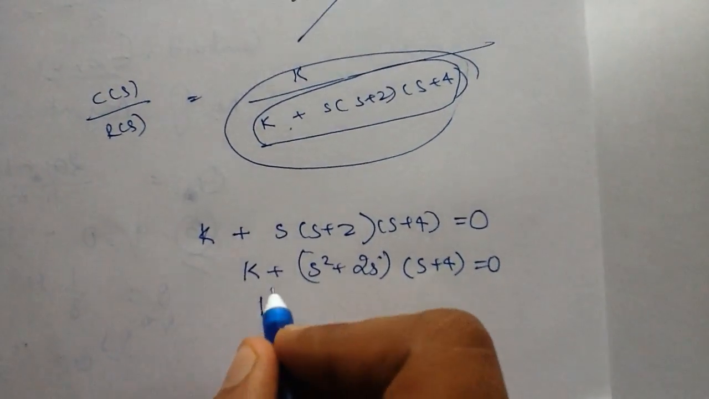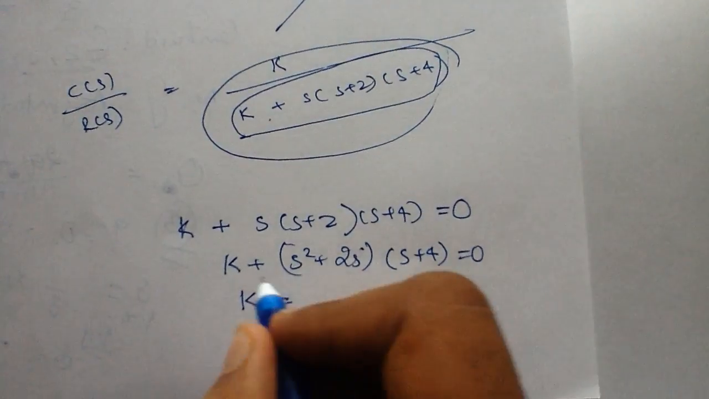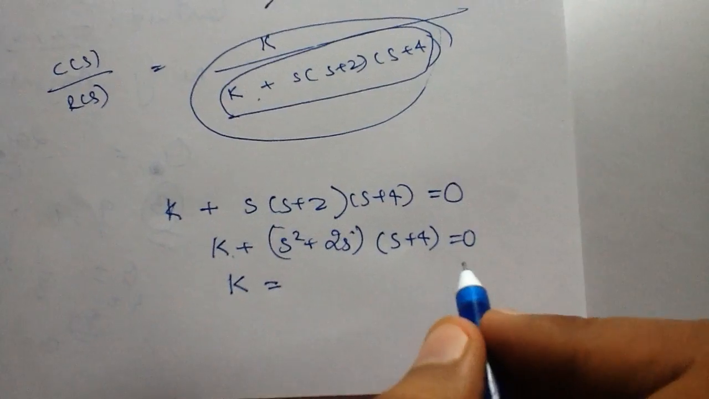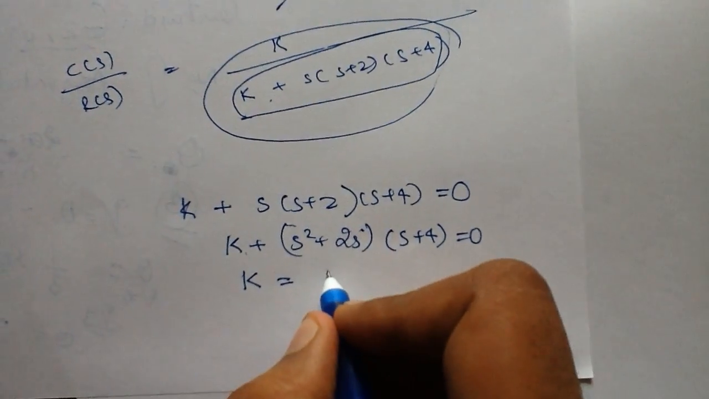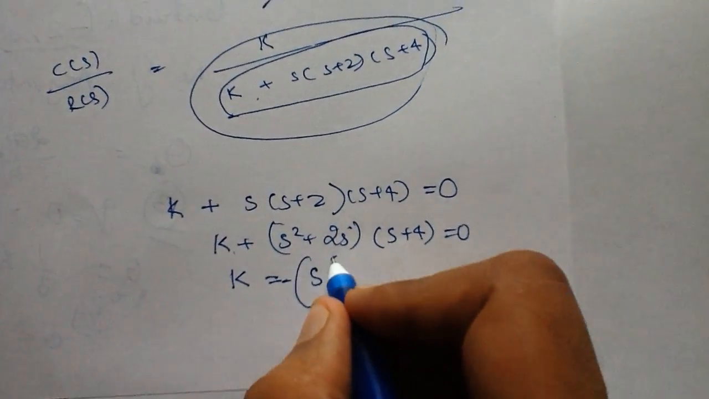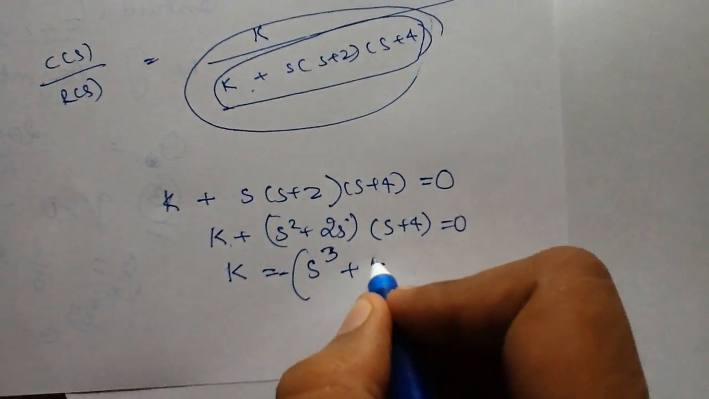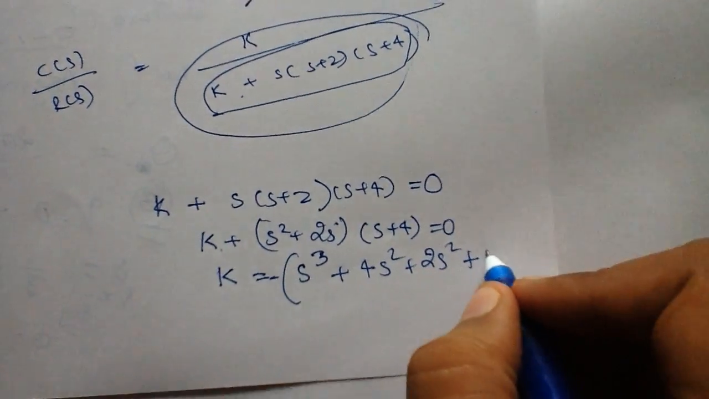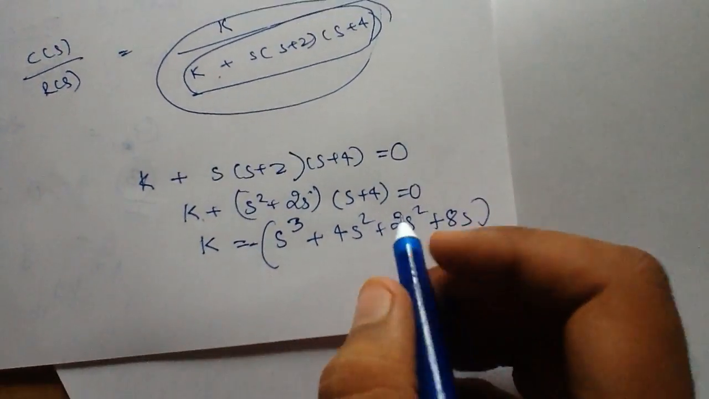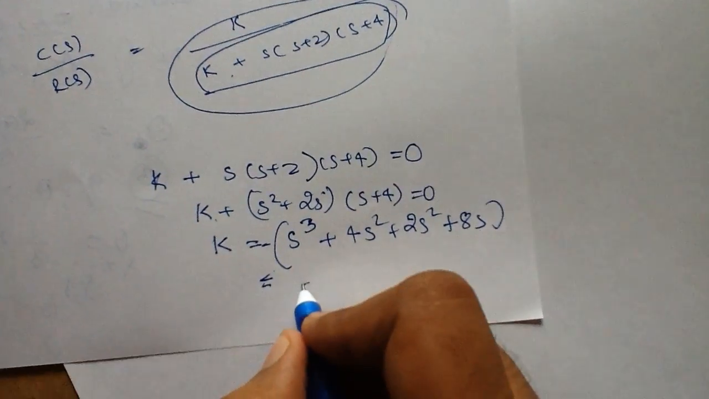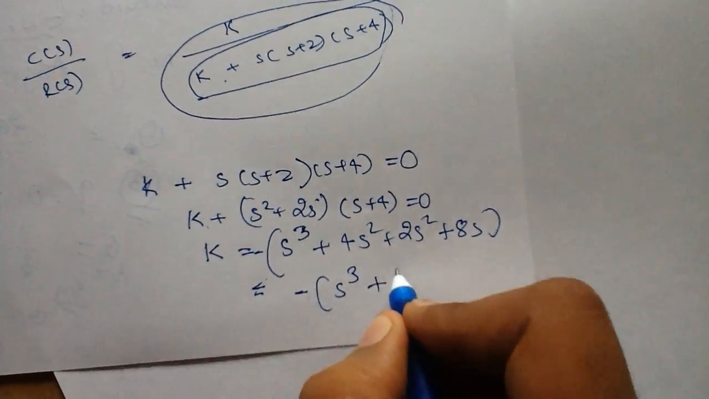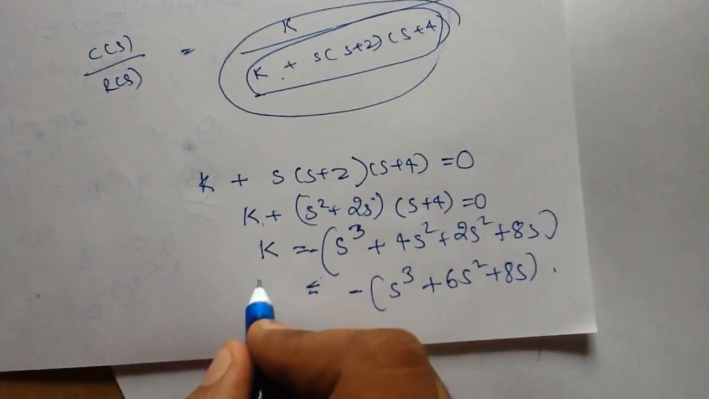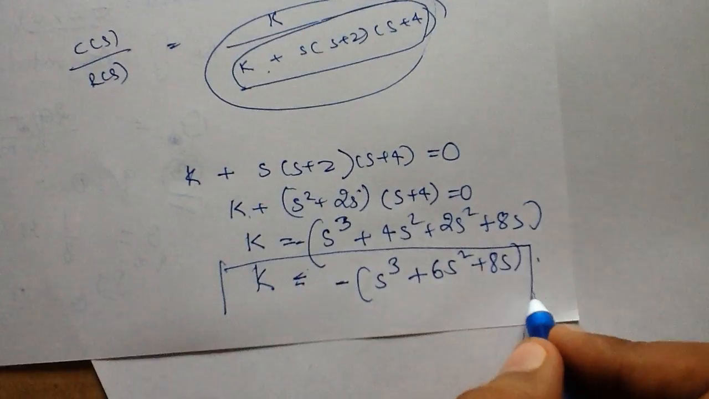Once you get this part, you will find out the value of k in terms of s. So the value of k is going to be minus of the whole thing: s cube plus 4s square plus 2s square plus 8s. That's right, isn't it? Which is equal to minus of s cube plus 6s square plus 8s. This is the value of k.